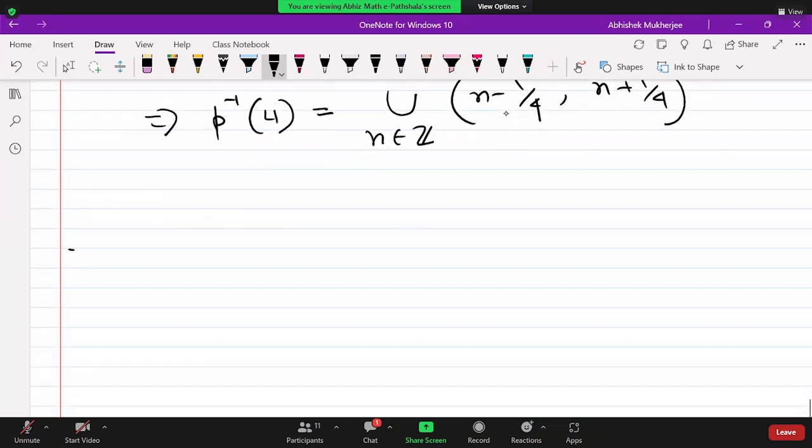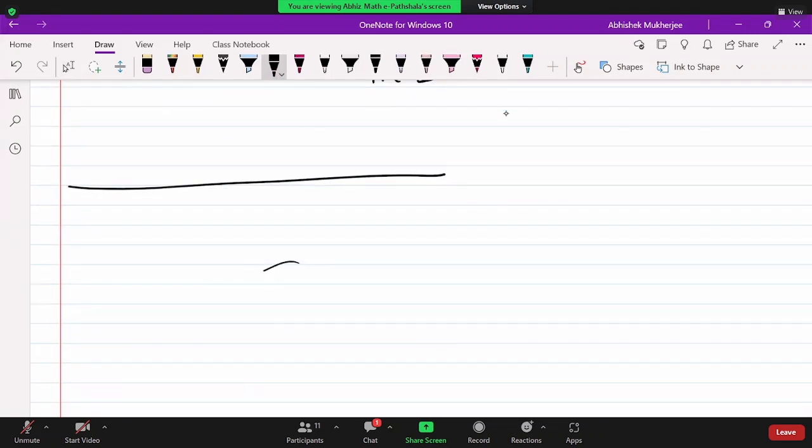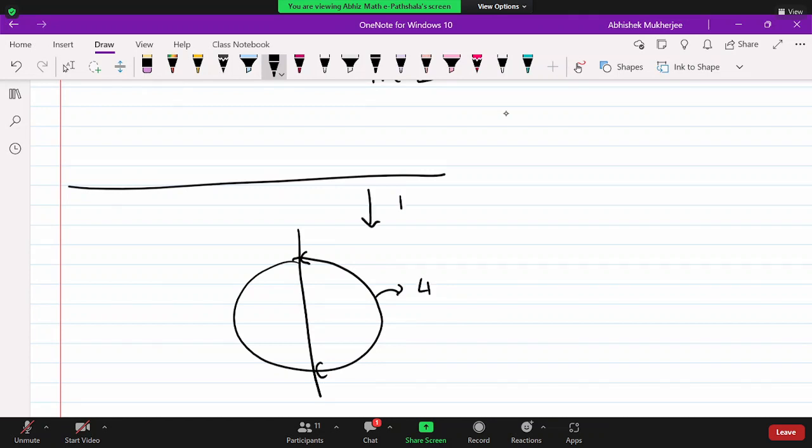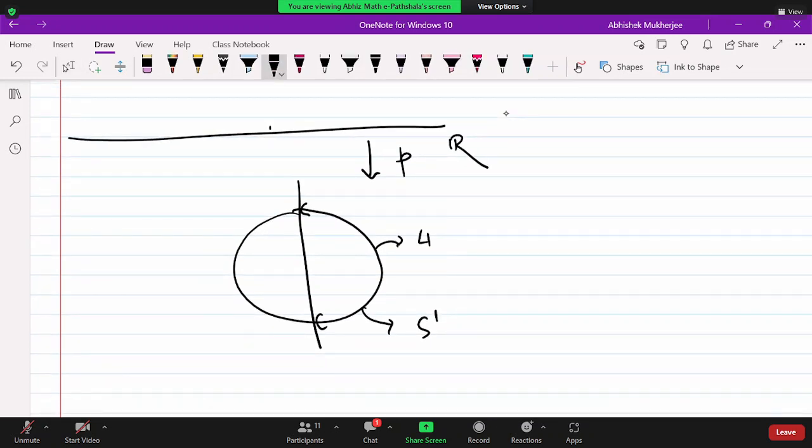So that means, suppose you are taking this, so for that open set U, this is your map P, this is from R to S1, okay? So this will be mapped to minus 1 by 4, 1 by 4, and then it is 3 by 4 to 5 by 4, and so on, right?